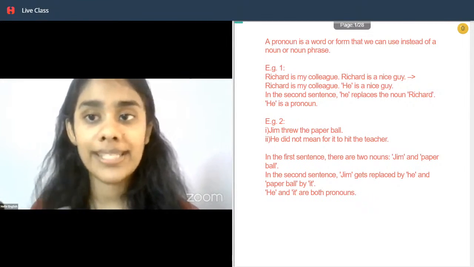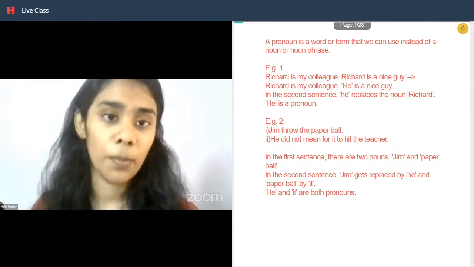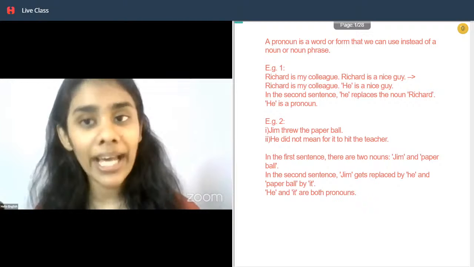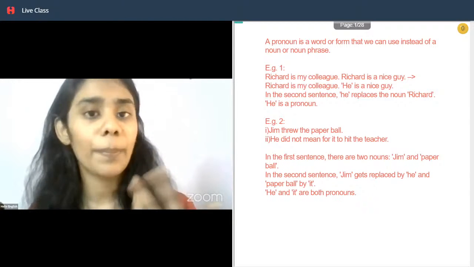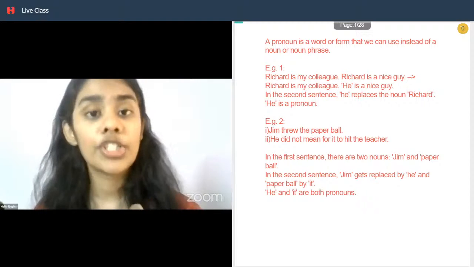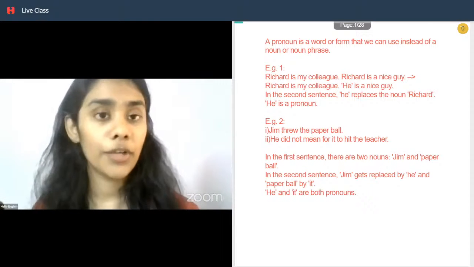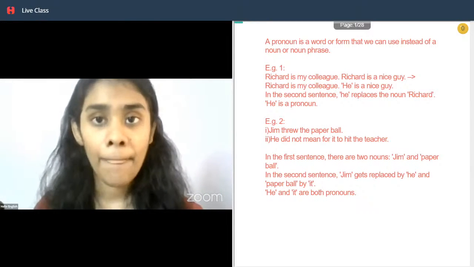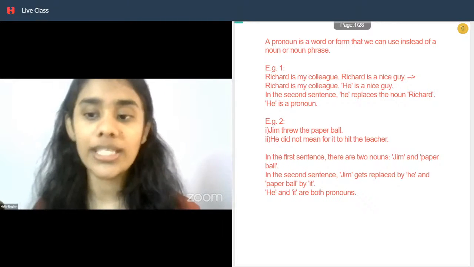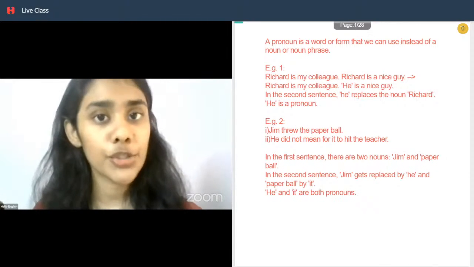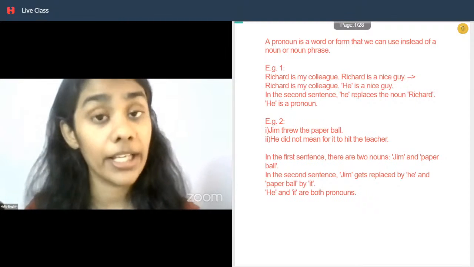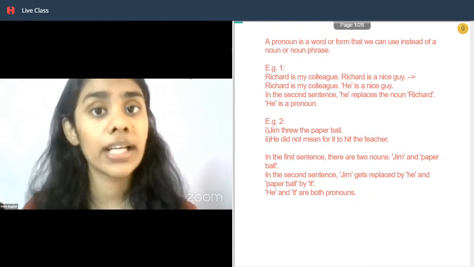So, for example, Ram is a boy. Ram is tall. Ram is 9 years old. Instead of repeating the word Ram again and again, we would simply use a pronoun. In this case, it would be he. So, Ram is a boy. He is 9 years old. He is very tall. Understood? So, repetition of a noun can be avoided by using a pronoun.